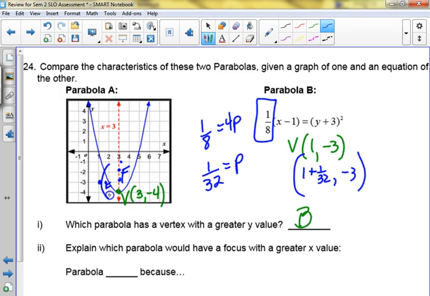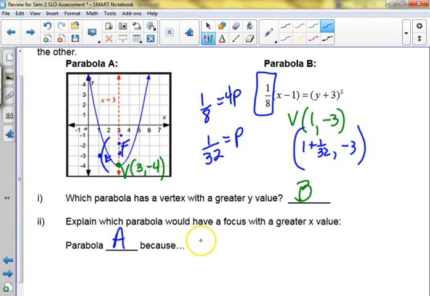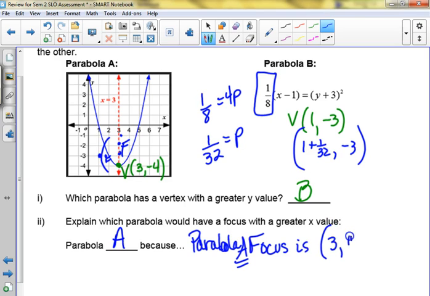Okay. So which has a greater x value? Well, what is the x value of A? It's got to be on that line somewhere. Okay. You do have to explain, okay? Parabola A, the focus is 3 something. We don't care what.